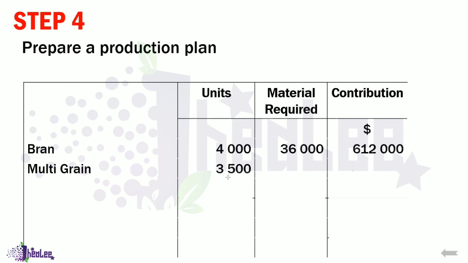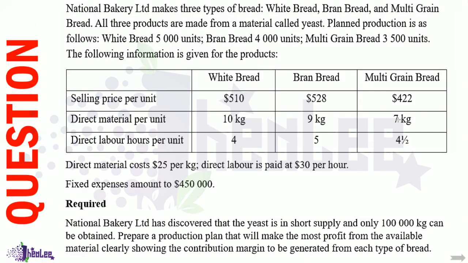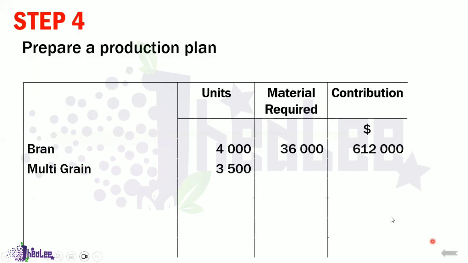Now for the multigrain bread, let's determine the material required. We have to go back to the question for some information. It's 3,500 units, and to produce 1 unit of the multigrain bread, it is 7 kg. So for the material required, it is the 3,500 units multiplied by the 7 kg, and that gave us a result of 24,500 kg of yeast material that is required to produce the multigrain bread. So let's enter those details in our worksheet. That is 24,500. How did we arrive at the 24,500? Remember, 3,500 units multiplied by the 7 kg per unit gives us 24,500 kg of material that is required to produce the multigrain.